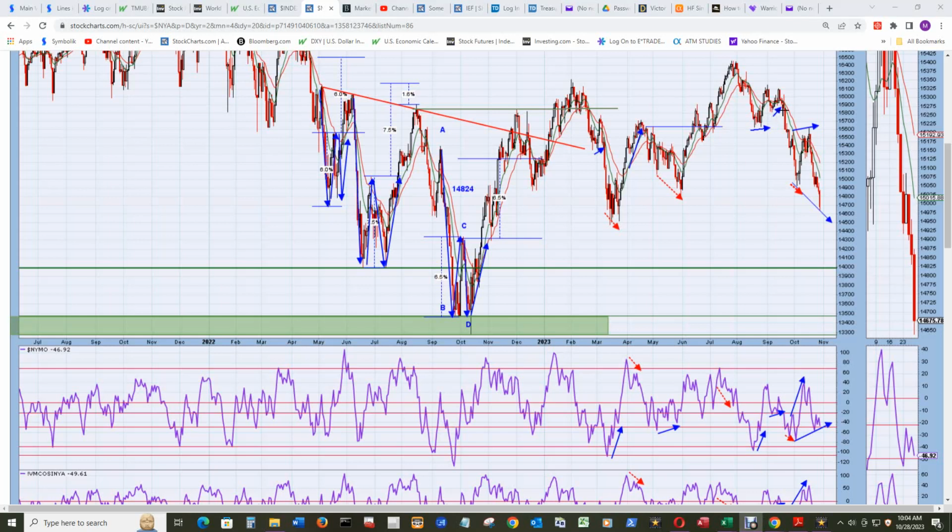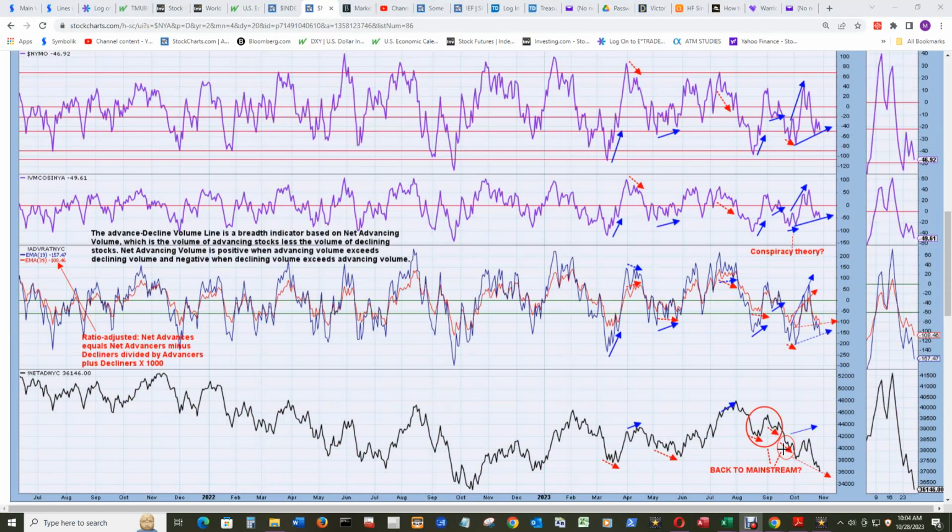So that's the divergence between price and the stocks only AD line, and the volume and breadth oscillators were wrong. So that's the mainstream version of that divergence. And we're monitoring the current divergences.